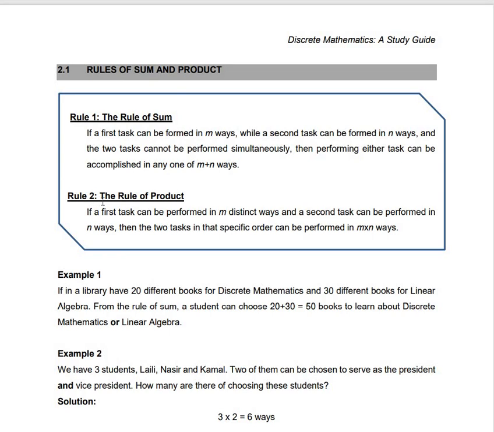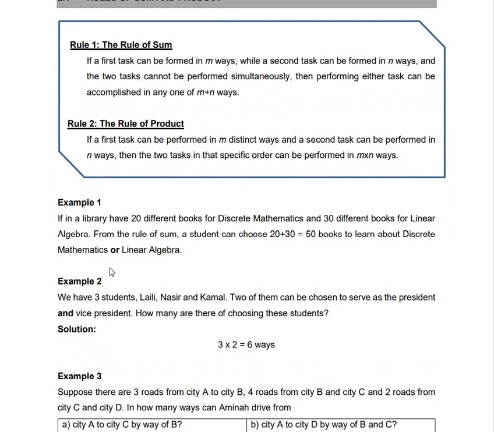So, rule number 2, the rule of product. If a task can be performed in m distinct ways and a second task can be performed in n ways, then the two tasks in that specific order can be performed in m times n ways. The rule of product is used when both tasks must be performed. So it is not either one of the tasks; this is both tasks must be performed simultaneously. I will give an example here.